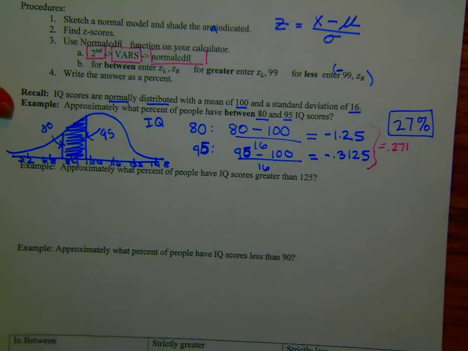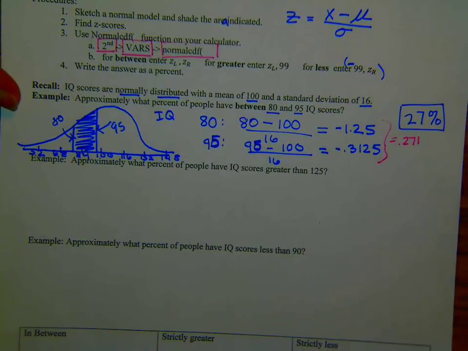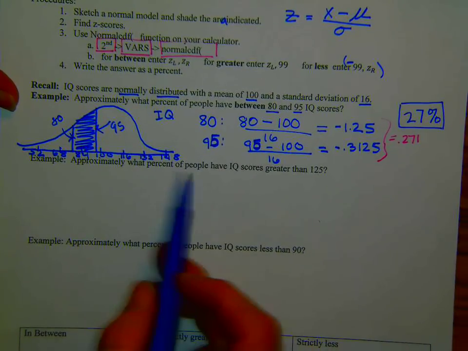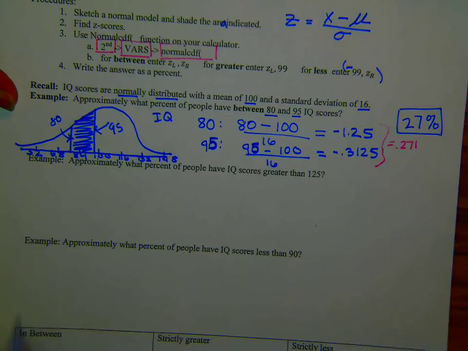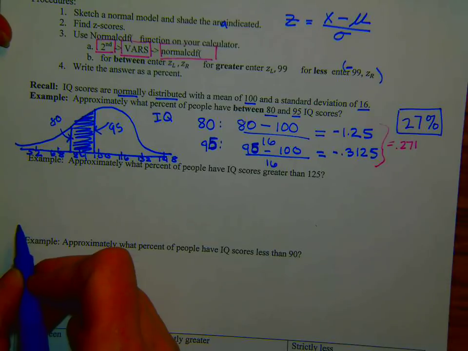Okay, so do we see how we calculate that range? Okay, let's do it again. This is a slightly different problem. Approximately what percent of people have IQ scores greater than 125? All right, so let's follow our 4 steps again.